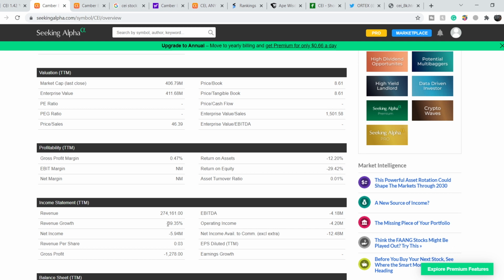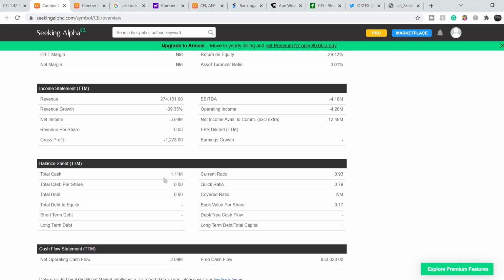They have a negative revenue growth of 39.35% with a negative net income of $5.94 million. They have a total cash position of only $1.11 million and they have negative net operating cash flows of $2.09 million. So, from the financial standpoint, this company is not the best one. Basically, its financials are really bad.